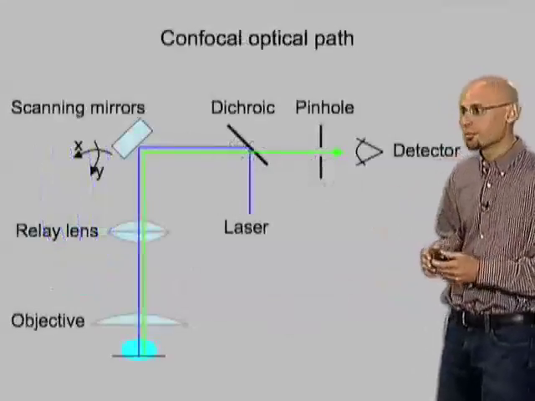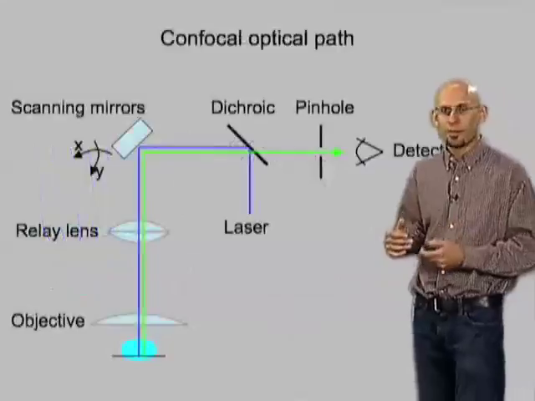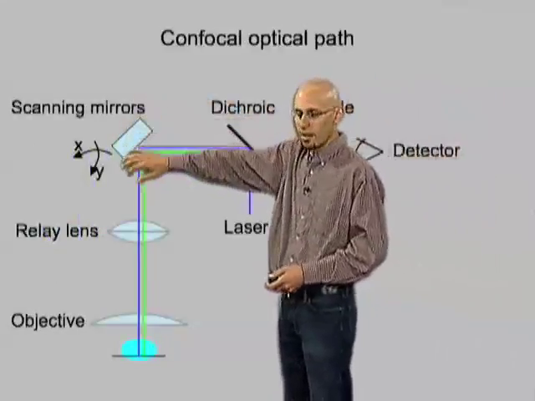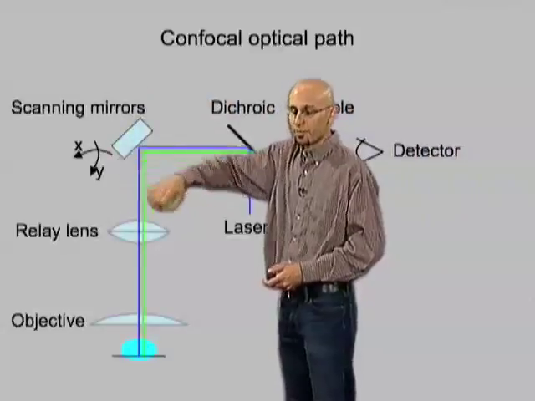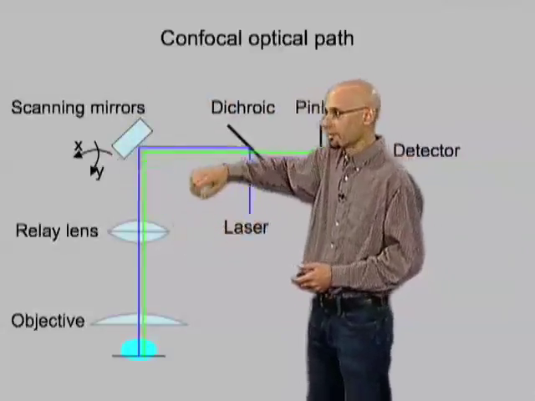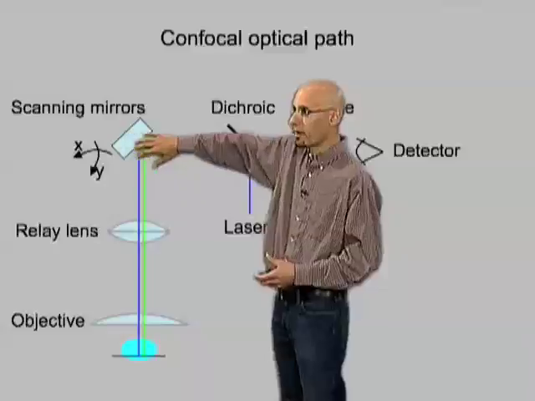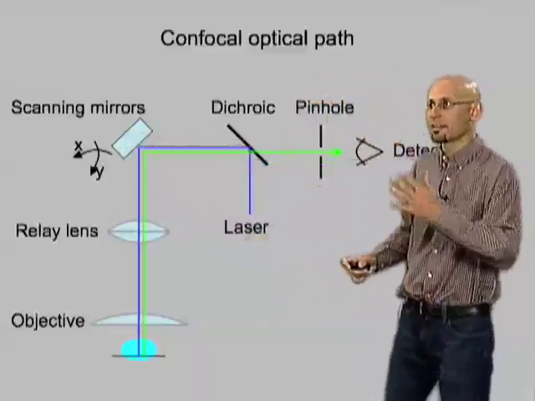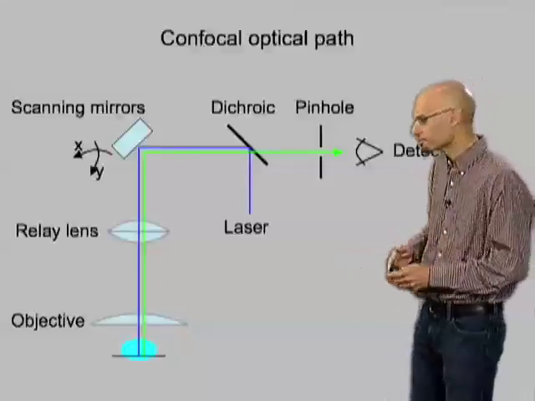And it turns out there's a very simple trick to do that, which is basically to use the same mirrors that we're going to use to move the light around to scan different spots on the sample, and to bring the emission light that comes back from the sample off those same set of mirrors so that it undoes whatever scanning angle we put on it in the first place.